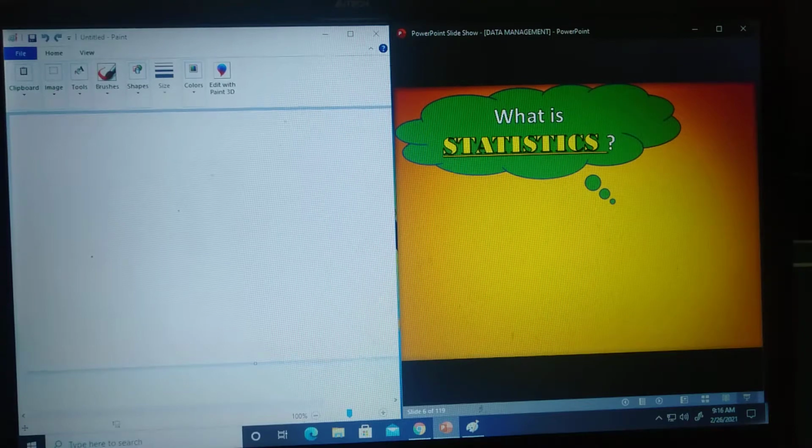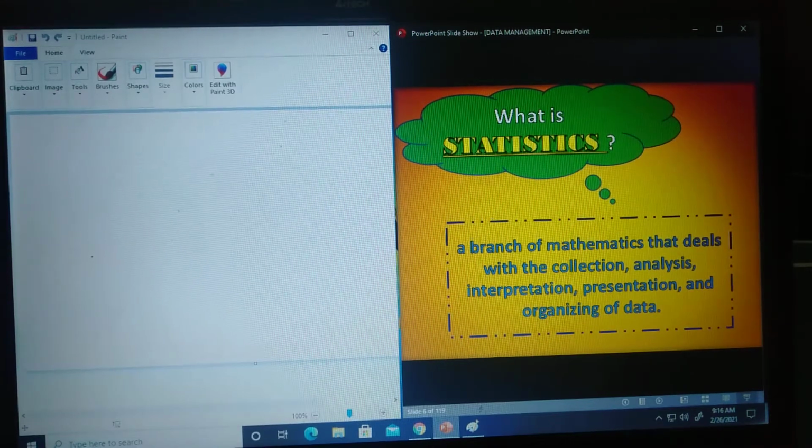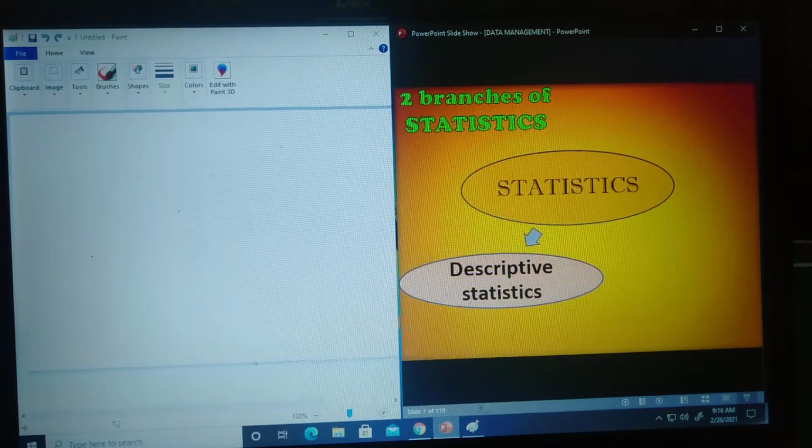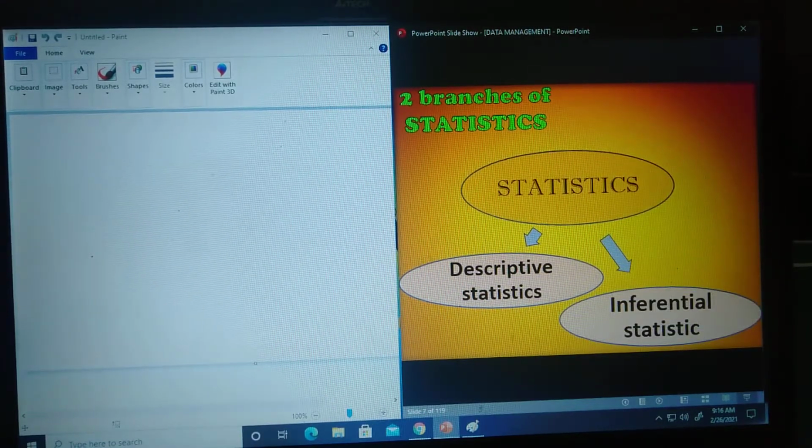So, statistics is a branch of mathematics that deals with the collection, analysis, interpretation, presentation, and organizing of data. Diba yung sinabi ko kanina na I collected, analyzed, and presented. That is statistics na. Okay, and we have two branches of statistics. What are the two branches of statistics? We have descriptive statistics and we have inferential statistics.